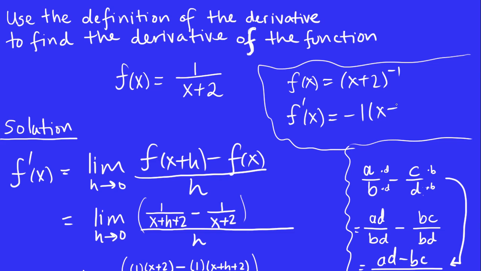It's negative 1 times x plus 2 to the power of negative 1 minus 1, which is minus 2, times the derivative of x plus 2, which is just 1, right? And this is exactly what we just got. Negative 1. When I have the power of minus 2, if I bring it to the bottom, it'll become the power of positive 2. And multiplying by 1 doesn't do anything. And that's the same as what I had down there.